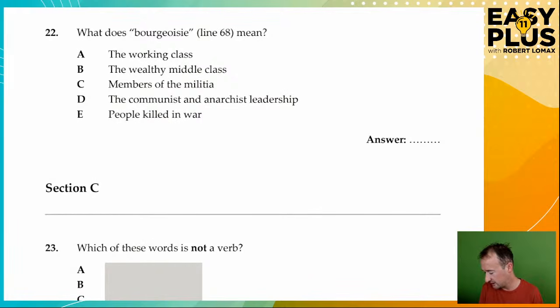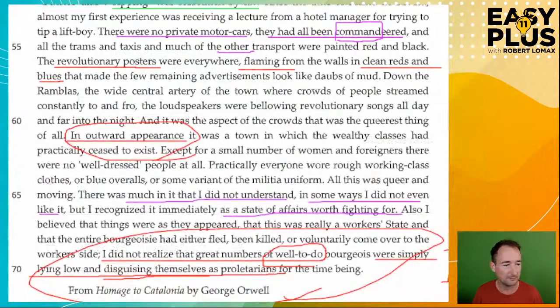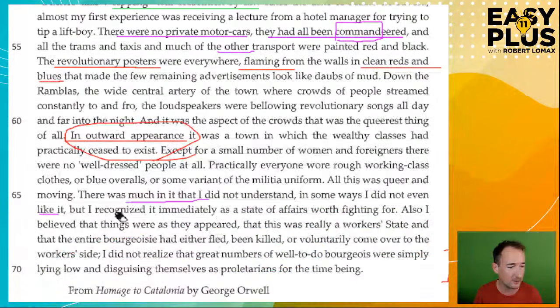Right, what does bourgeoisie in line 68 mean? Right, line 68, that the entire bourgeoisie. I'm going to do some rubbing out here because otherwise it's going to be hard to see what we're doing. There we go. And colour, what should we go for this time? Let's go for orange, just to be contrary, because it isn't an especially nice colour here.